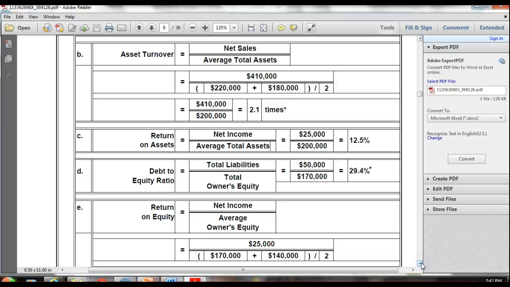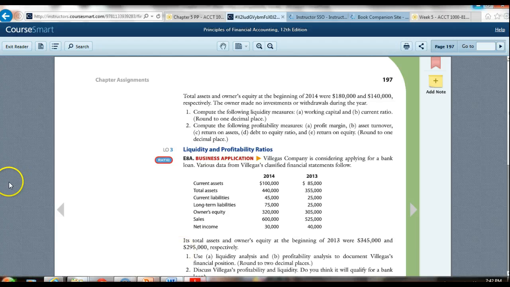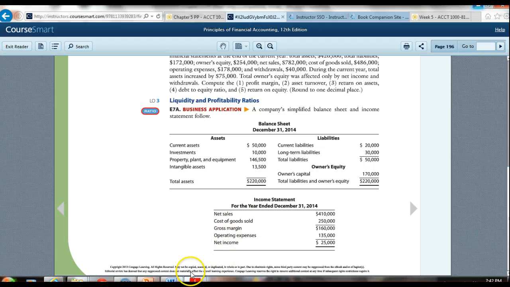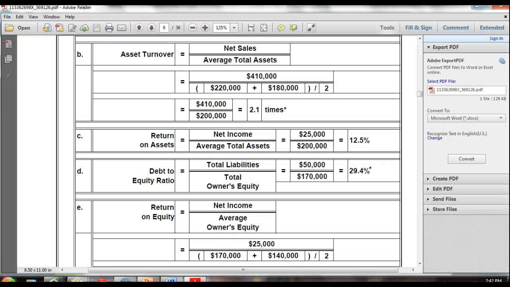Then our debt to equity ratio, our total liabilities show here of 50,000. Then we've got total owner's equity is how much? 170. So our liabilities to our total owner's equity, 50,000 divided by 170,000 is 29.4.